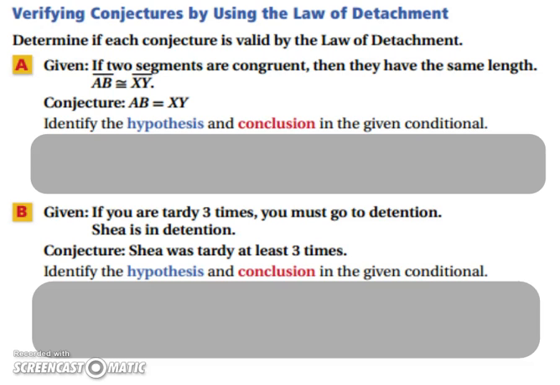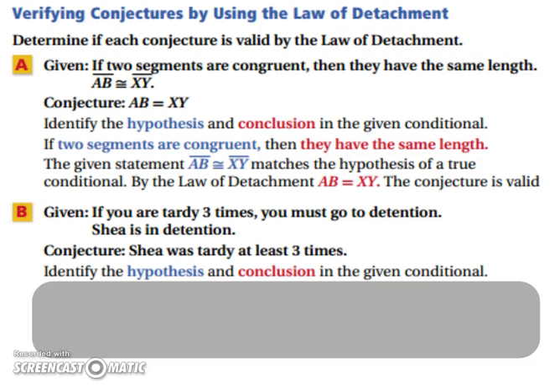If two segments are congruent, then they have the same length. AB is congruent to XY. So the conjecture is that AB equals XY. So identify your hypothesis, which is two segments are congruent, and the conclusion, they have the same length. And if your statement that comes right after your first if-then statement refers to your hypothesis, then your conjecture would refer to your conclusion. If that happens, it's valid by the law of detachment. It's actually following the law. So, therefore, this conjecture is valid.